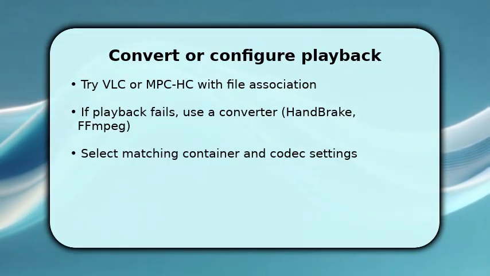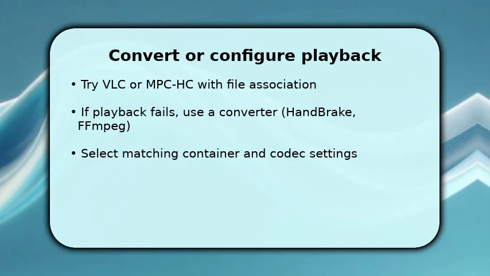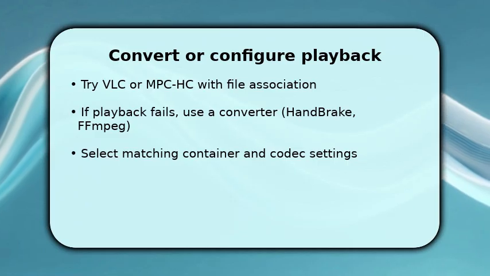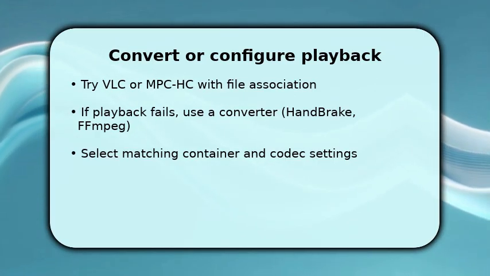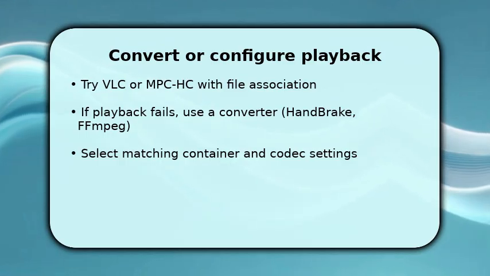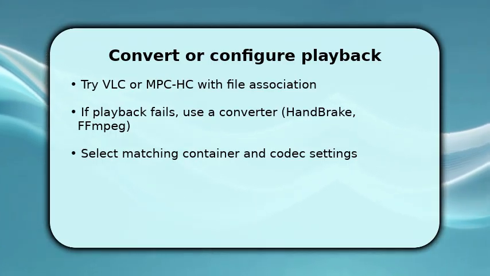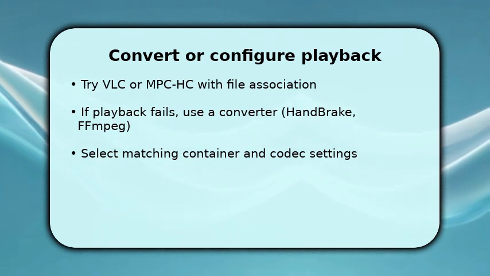If the file stutters or shows a black screen, convert it using FFmpeg or Handbrake, because conversion rewraps streams into standard containers. When converting, choose an output container like MP4 or MKV and match the original codec settings to preserve quality. Once conversion finishes, test the new file. If audio is out of sync, adjust audio delay or re-encode with explicit frame rate and sample rate parameters.